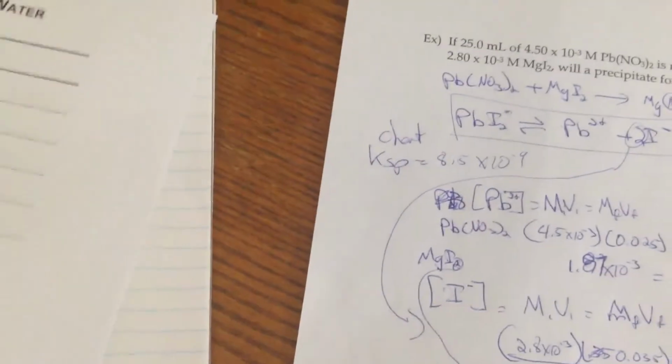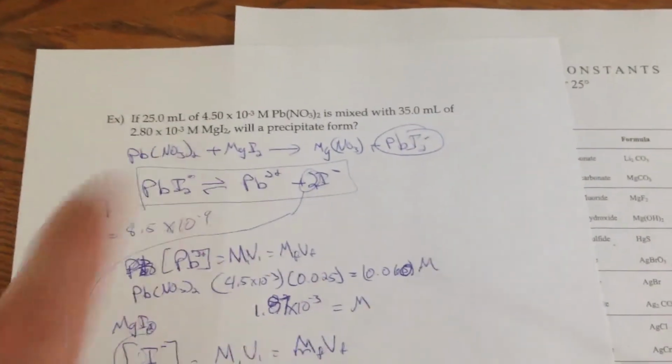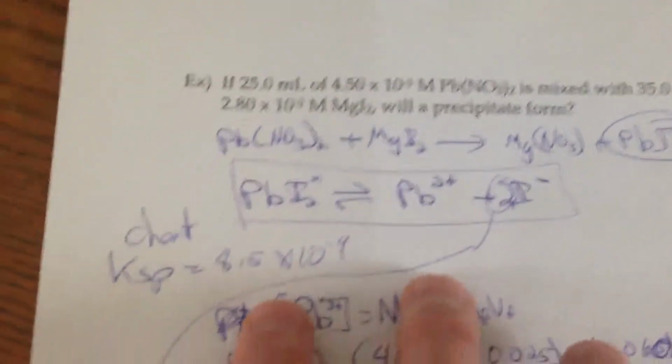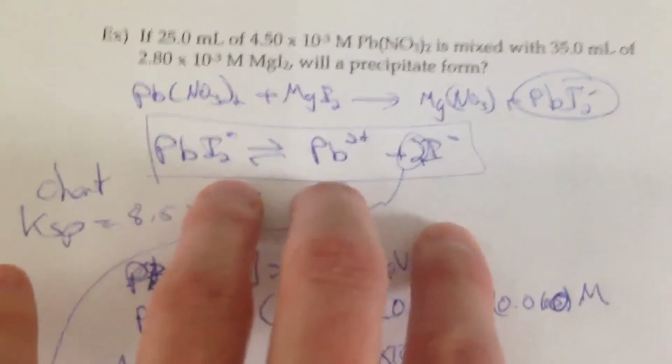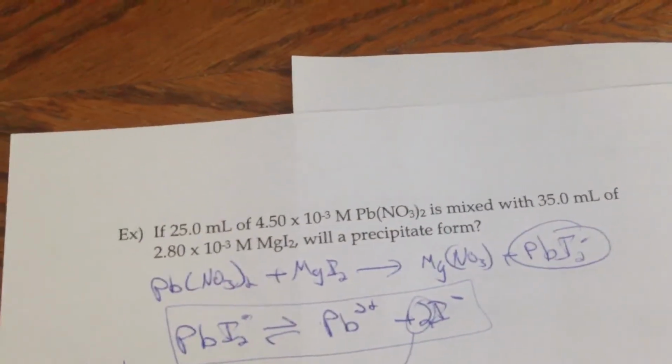So then I come over to my solubility of common ions and I can see that lead iodide does have low solubility. So that's my precipitate. So then I write out a net ionic equation without the spectators because I don't care about those. And I solve for my net ionic equation here.